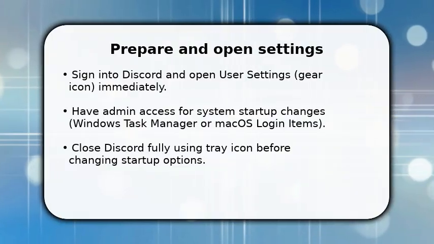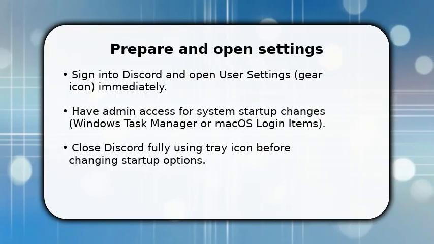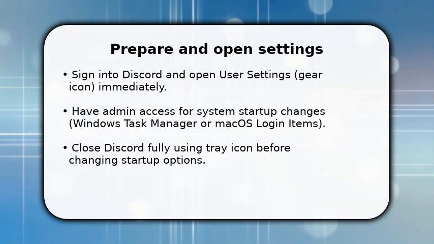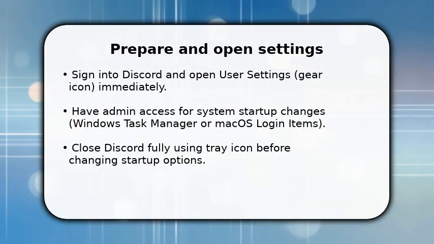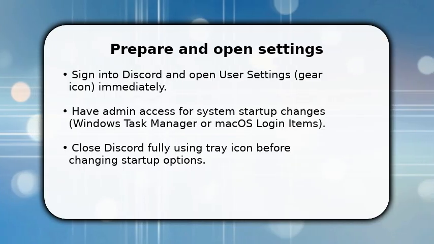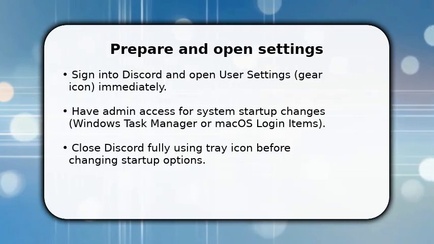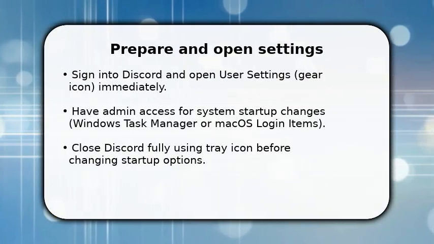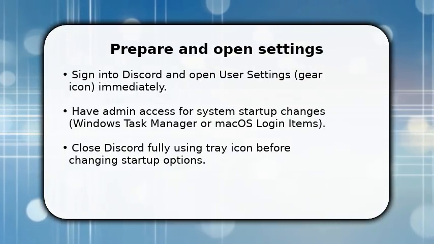You'll start by signing into Discord and opening user settings. This is where most auto behavior lives. Once done, make sure Discord is closed from the system tray so changes apply cleanly. You need admin access if you'll edit system startup entries. On Mac OS, use login items. On Windows, use Task Manager.